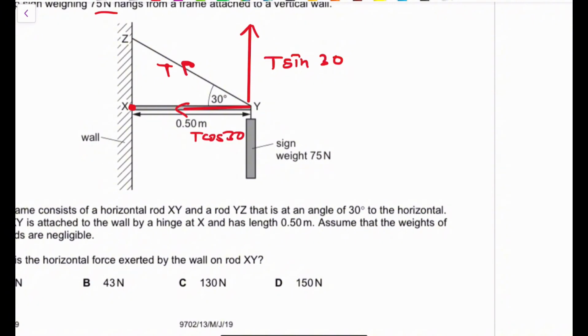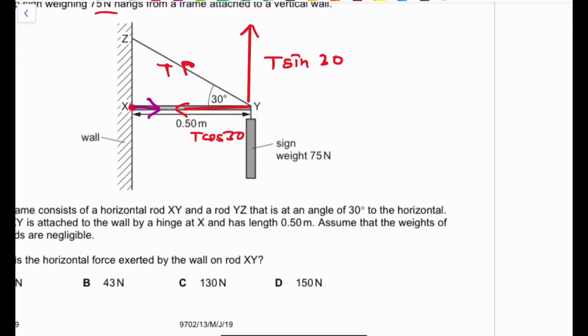So at X, the wall is going to exert a force in this direction. Why? Because the resultant force at the end of the day has to be zero. So if the tension has a component in the horizontal, there's going to be a force at X in the horizontal. Those two forces are going to cancel out, giving a total resultant force of zero.